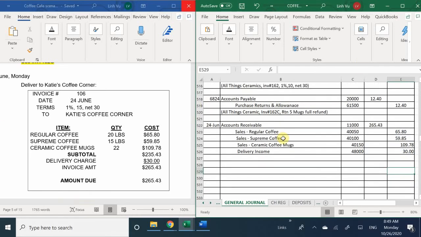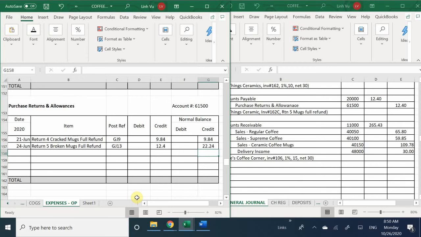Now we can go to general ledger, a description. Description underneath would be Katie's Coffee Corner, invoice 106. That's 1/15, net 30. Okay, good. And then we can go to general ledger. We can go to ledger. There's something more before that. Oh, I'm sorry. Nope. Go to the assets.